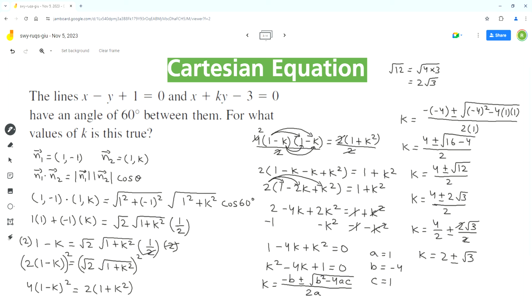So we get two k values, 2 plus square root of 3 and 2 minus square root of 3. So these are the two k values for which the angle between the lines is equal to 60 degrees. So this should be the final answer for this problem. So these are the steps you have to keep in mind to solve a problem like this one.